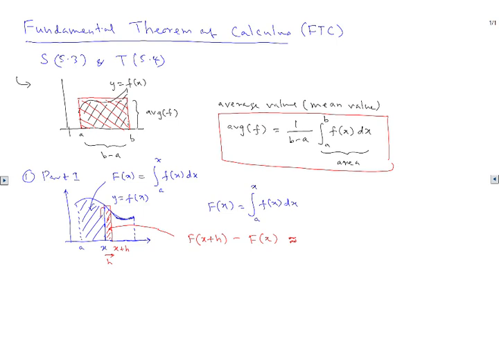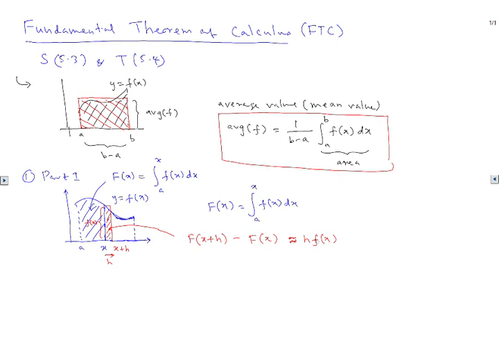The height is f(x), and the width is h. So this is simply h times f(x). That's the height times width. Width is h, height is f(x). So this is very clear. The gap in the area is simply the width times the function value at x.